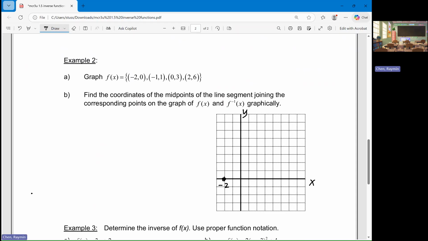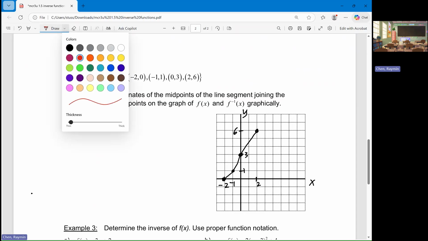That's (-2, 0), that point there. (-1, 1) is right there. (0, 3) is right there. (2, 6) is over here. Now, what's interesting, although question B says to find the midpoints, I'm going to do this a little differently. By connecting the dots, you might see an image. Not the best image, but that's okay.